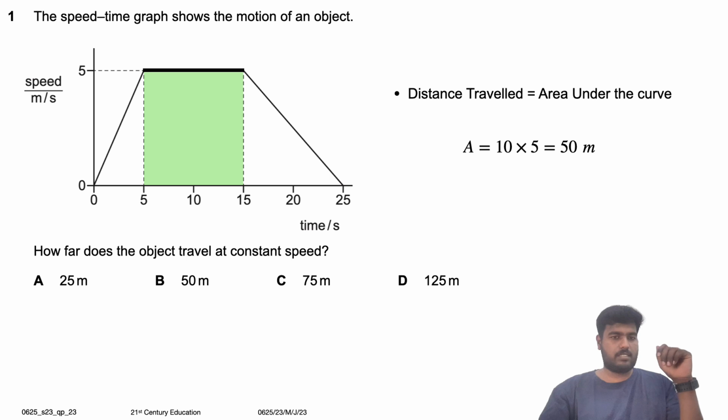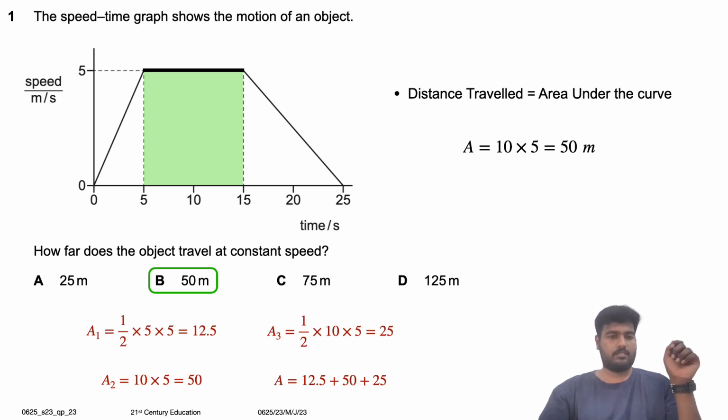So we can see that it's just length into breadth, which is 10 into 5, height is 5, so 50 meter. If we didn't read the question and then understand how far does the object travel at constant speed, if you find the entire area, it can go wrong like this. So 50 meter is the right answer.